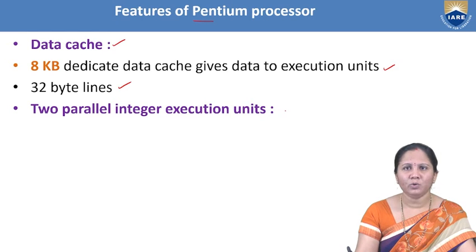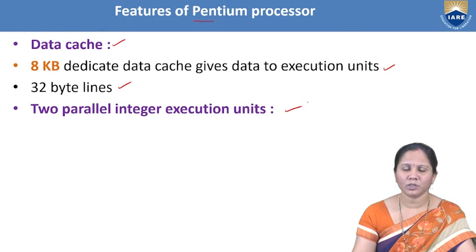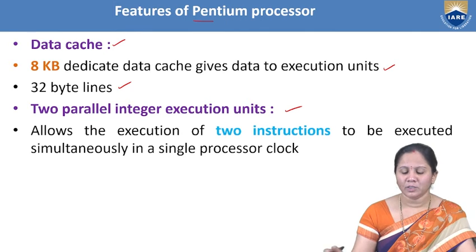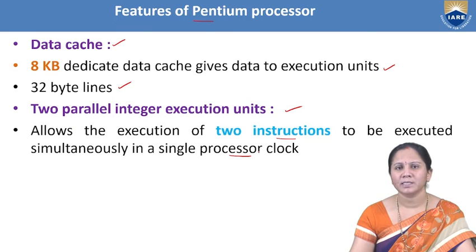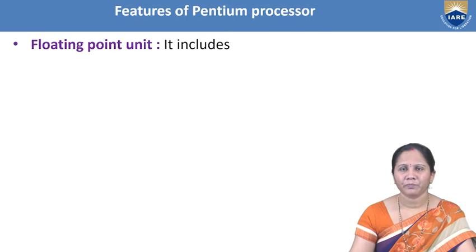Another feature is that 2 parallel integer execution units are available. We have seen in the architecture that 2 ALU units are available. So it allows 2 instructions to be executed simultaneously in a single processor cycle, so the speed of operation will be increased.